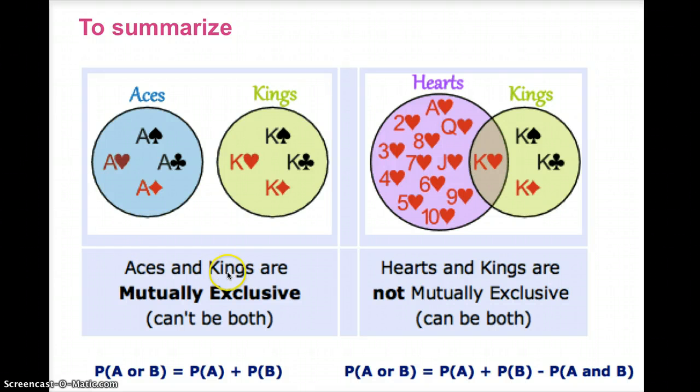for example, aces and kings, they're mutually exclusive, so they can't be both. And it can be seen in this Venn diagram. They're separated. They have nothing in common. On the other hand, if it's not mutually exclusive, for hearts and kings, they have something in common. That means you have one card that is both a king and a heart. And so that's not mutually exclusive.